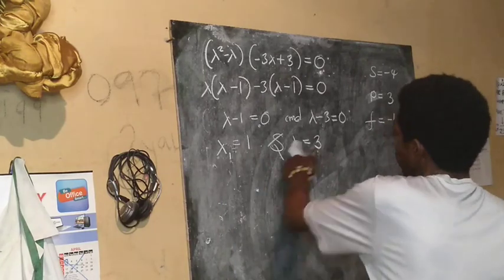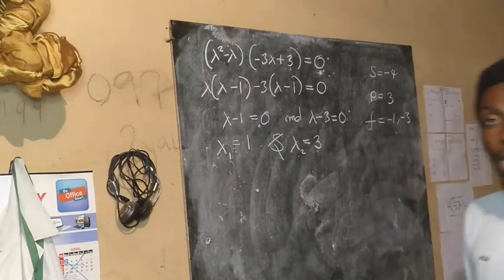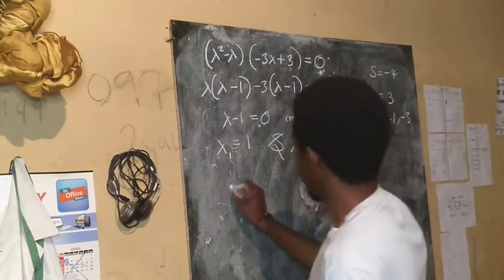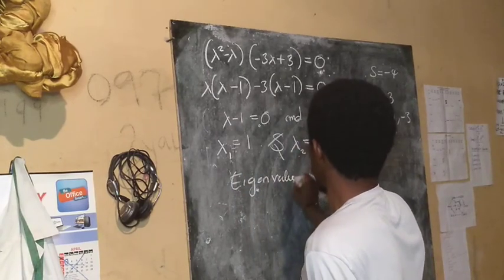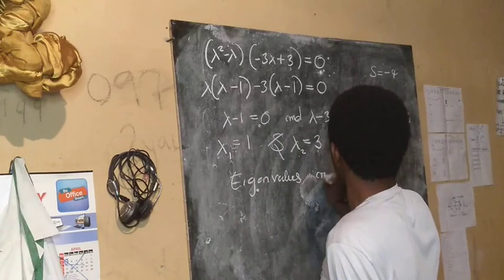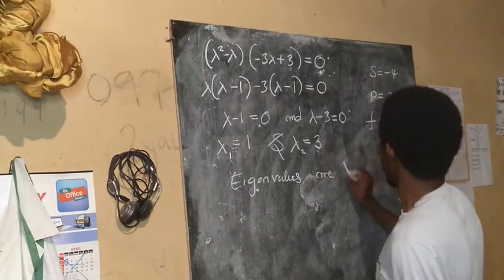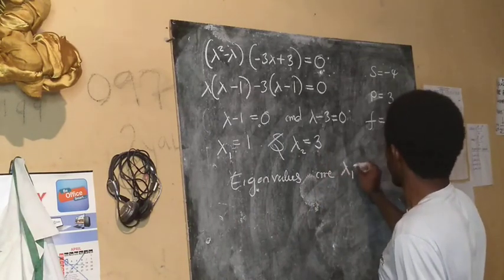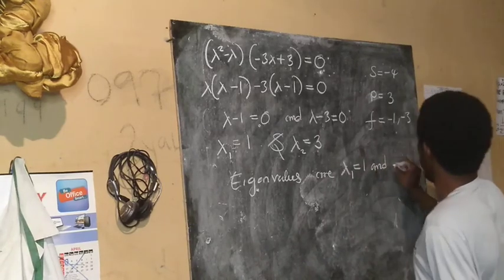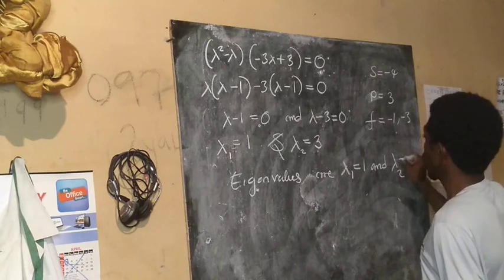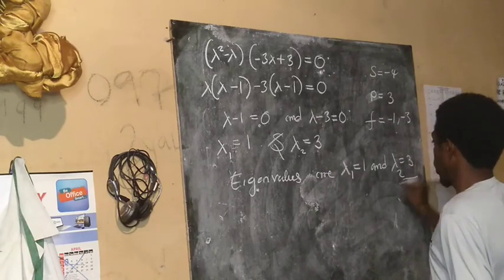So these values of lambda are called eigenvalues. So we say the eigenvalues are lambda 1 equals 1, and lambda 2 equals 3.